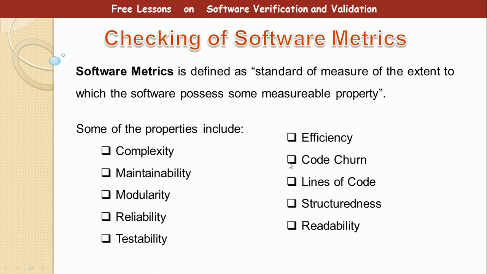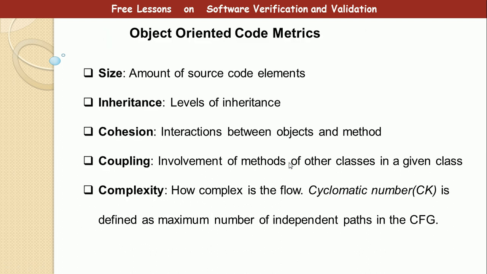Part of software code verification may have to do with checking the metrics to make sure they are at optimal level. Remember, the metrics are measurable. So how? That is the question. How complex? How much? How efficient? These questions are answered during software checking of software metrics, or verification of the software metrics.